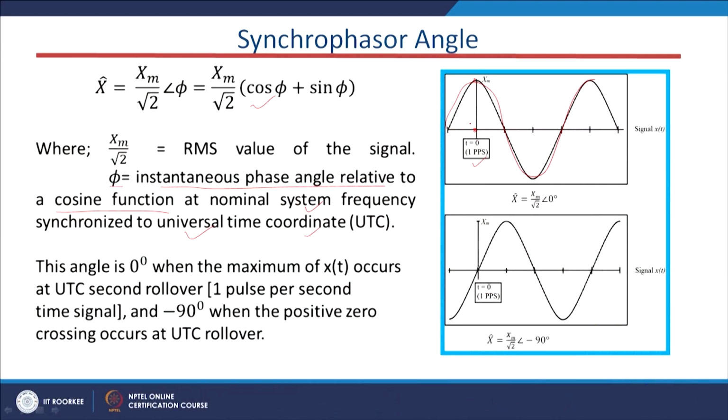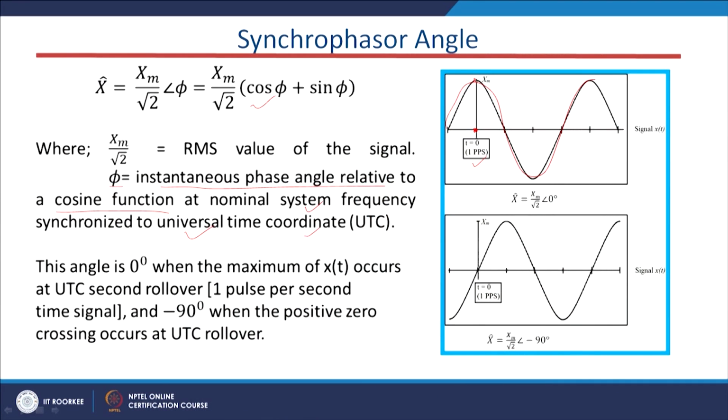This is important. If I get the 1 pulse per second from the satellite, from the GPS system, and it is at t equal to 0 at the peak value, then my phi is equal to 0, because it starts from 0. And how to write this particular phasor? It is X max divided by root 2, angle of 0 degree. X stands for either voltage or current. It may be a voltage signal or it may be a current signal.